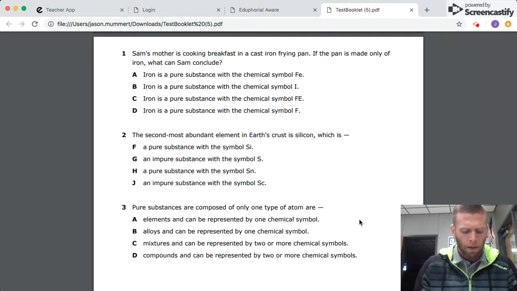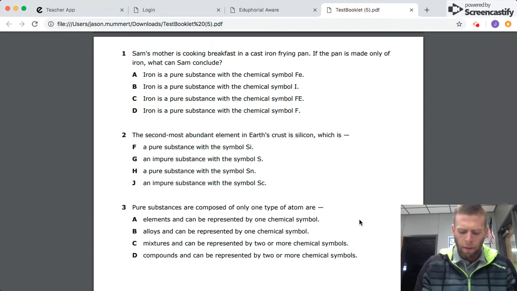B. Alloys and can be represented by one chemical symbol. C. Mixtures and can be represented by two or more chemical symbols. Or D. Compounds and can be represented by two or more chemical symbols. Question 4. Which table correctly matches the elements with their symbols? F, G, H, or J?